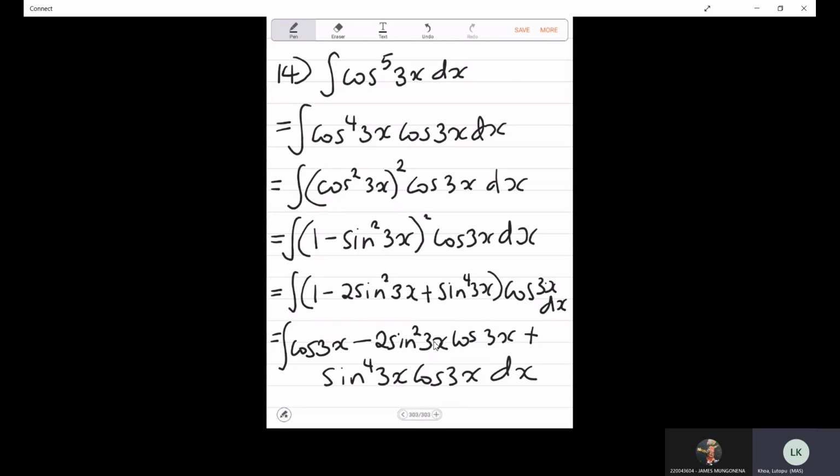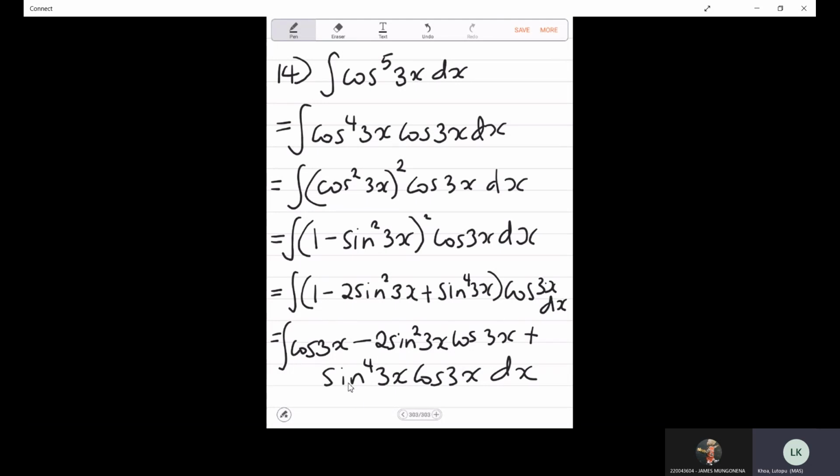And then here, the negative 2 will obviously be there. And then the integral of this is sine to the power of 3 of 3x divided by 3. And then again, we divide by the derivative of 3x, which is 3. So it's like we'll be dividing by 9.